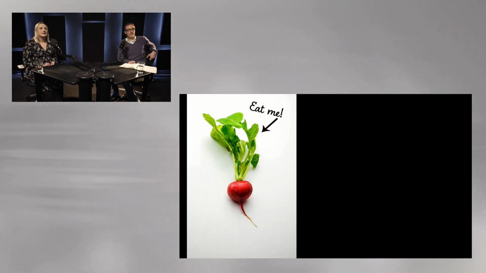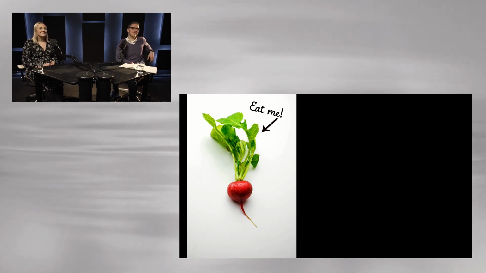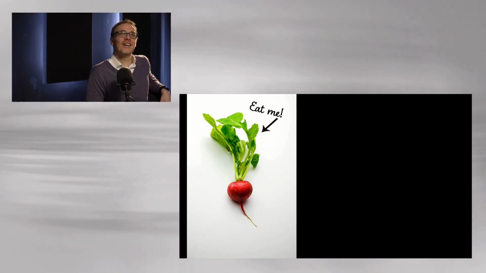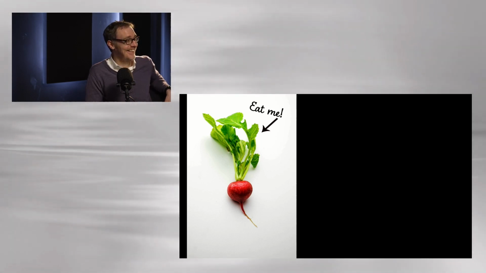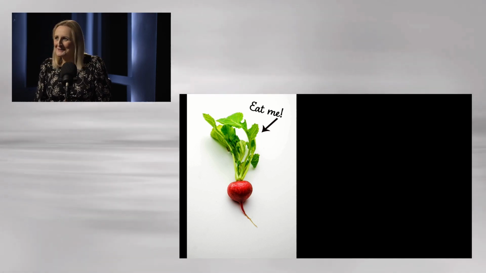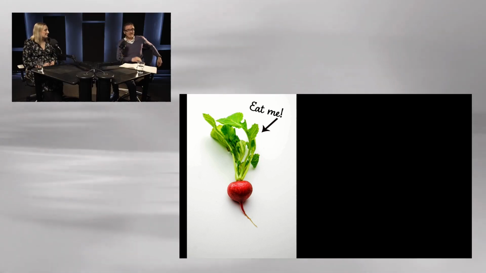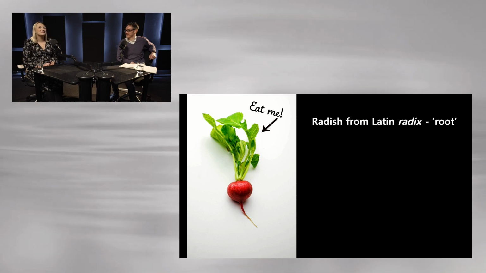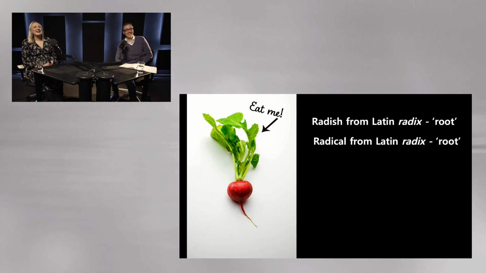So nice activity. What's the connection with a radish? It's a nice picture of a radish. Well, a radish is a certain type of vegetable. It's a root vegetable. Nice. Radish comes from the word root, because it's a root vegetable. In the same way, radical means root. Okay, nice. They both come from radix, from Latin meaning root.